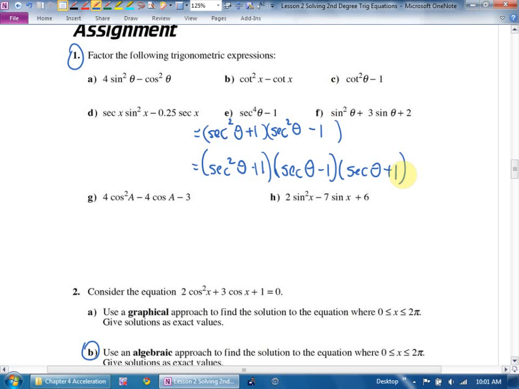Is that okay? And if this was an equation, you'd have equals 0. You would get roots here and here. Here you would get secant squared equals negative 1. That's supposed to be a plus sign. And when you try taking the square root of both sides, you can't take the square root of a negative. This one actually has no roots when you try solving the actual equation. These two would. Any others?